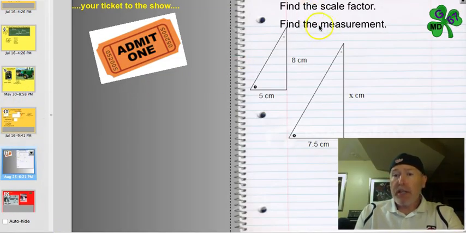All right, here we go. So find the scale factor and find the missing measurement. So here it is, and you need to find this measurement. You've got some sides here. Go ahead and find that scale factor using corresponding sides and find out what X is. All right? All right, thanks for listening.